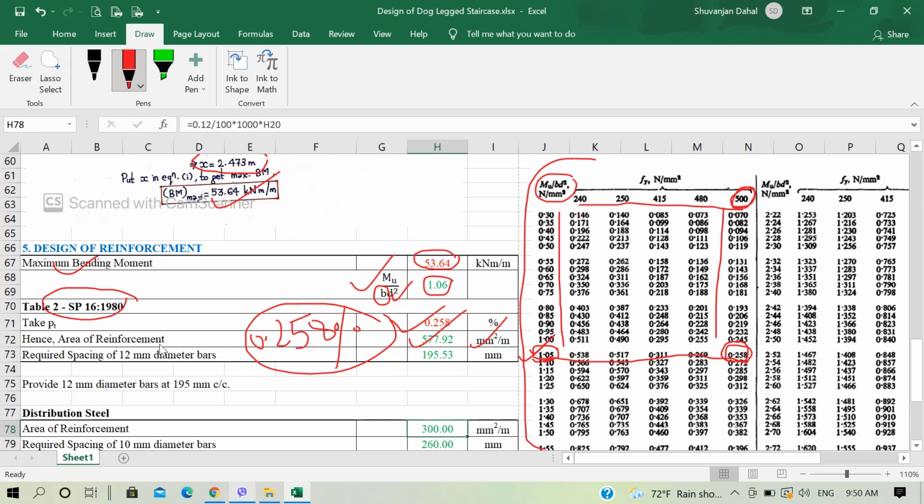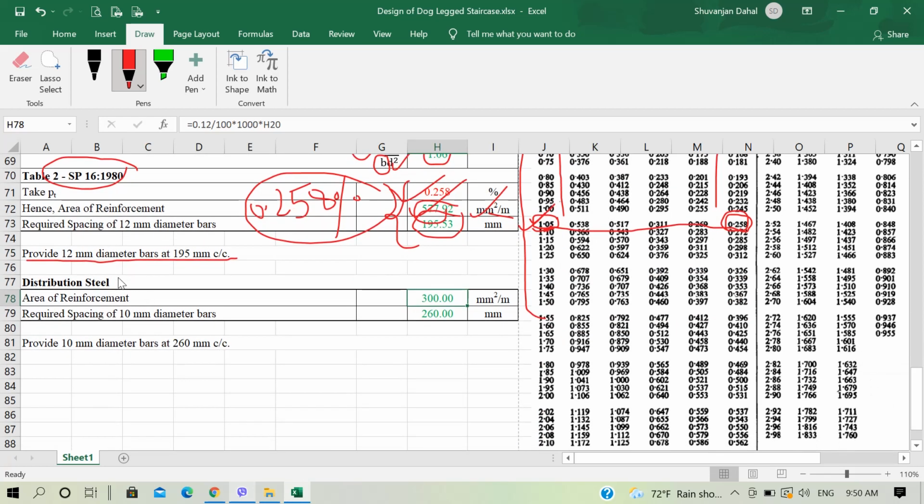Now since we are using 12 mm diameter bars, you can calculate the required spacing of 12 mm diameter bars. Because we already have the reinforcement required per meter, and using this reinforcement requirement, you can calculate the spacing by using the formula, and you get spacing to be 195.53 millimeter. So we get the required reinforcement to be provided as 12 mm diameter bar set, 195 millimeter center to center.